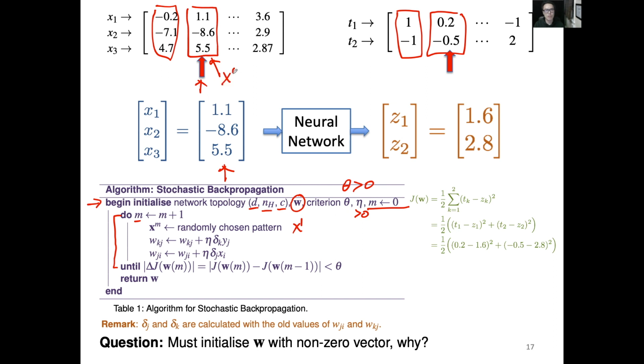Okay, so this x superscript 1. Because it could be different patterns, this is a randomly chosen pattern, but anyway, we assume that we choose this one. According to this pattern, we are going to compute delta j, delta k, and delta j according to the result we presented in the previous slide.